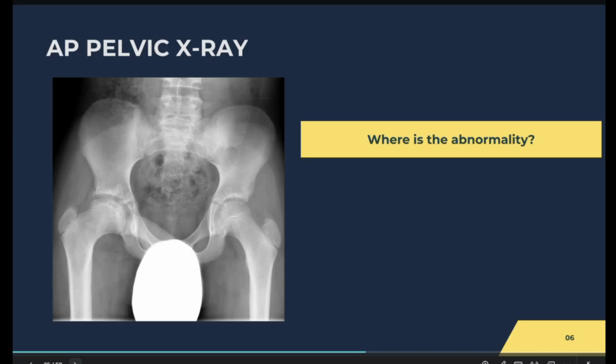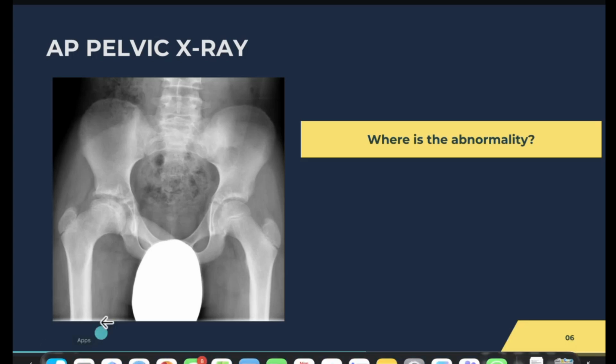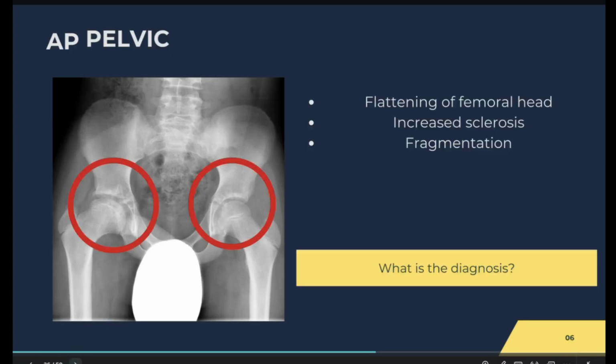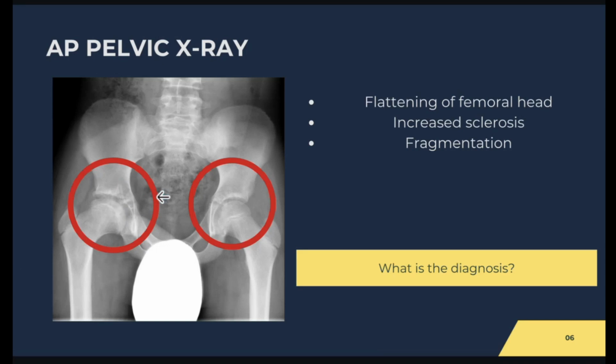So yeah, someone mentioned right hip. So yes, if you look at there, then you can see that there's a flattening of the femoral head and there's increased sclerosis as well, especially in this area here, and fragmentation as well. So some people have already mentioned differentials, but what is the main diagnosis that you're thinking and worried about right now?